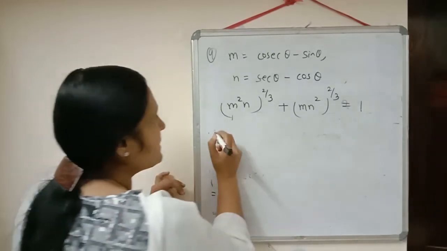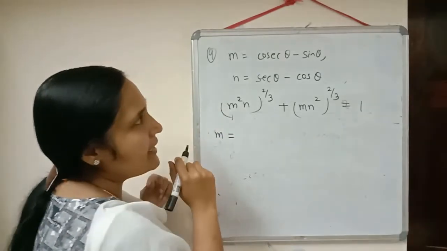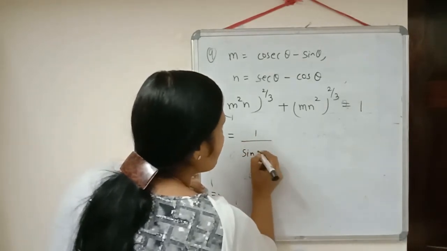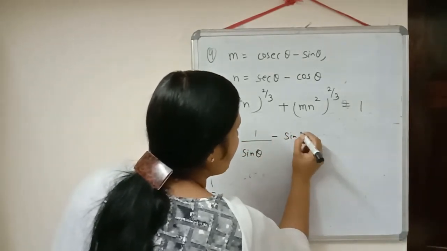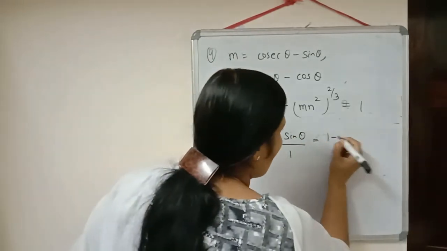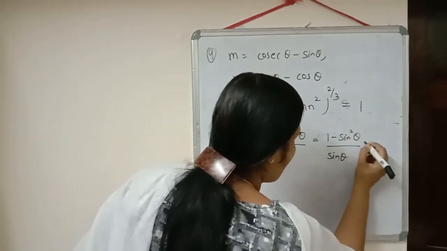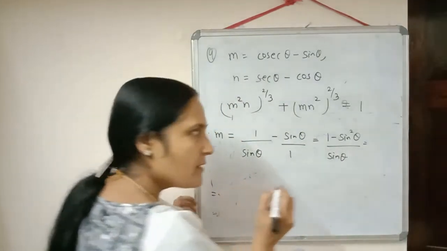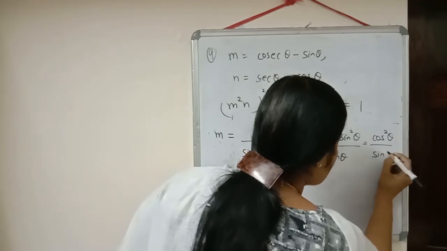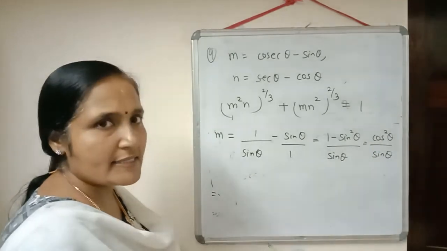So it is given m is equal to cosec theta minus sin theta. How can we rewrite that cosec theta? Yes, it can be written as 1 by sin theta minus sin theta by 1. Now just do the cross multiplication, what will come? 1 minus sin square theta by sin theta. 1 minus sin square theta is? Correct, 1 minus sin square theta is cos square theta. So after simplification, we are getting m is equal to cos square theta by sin theta.